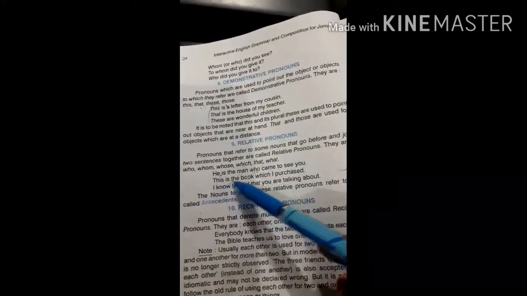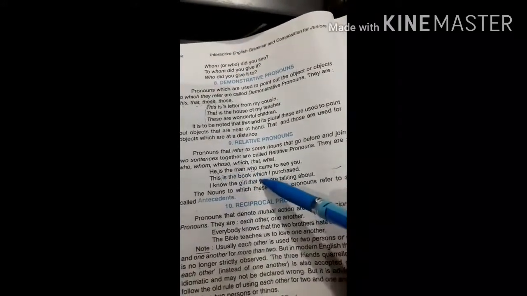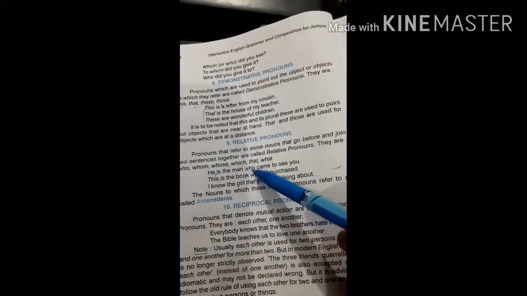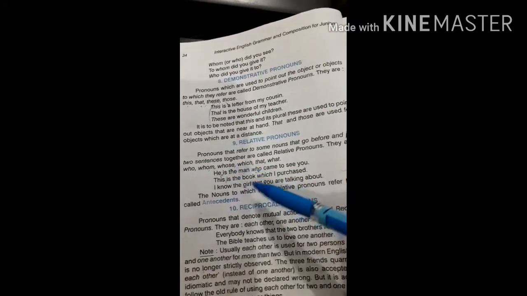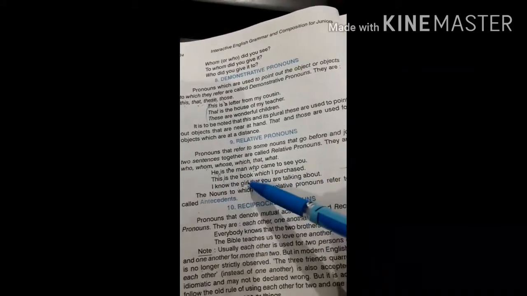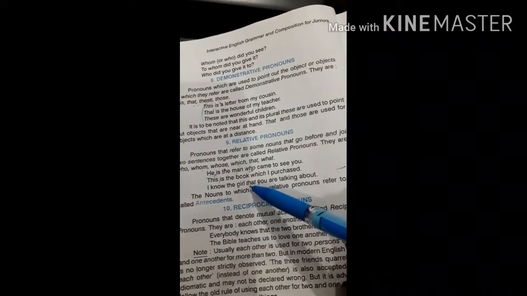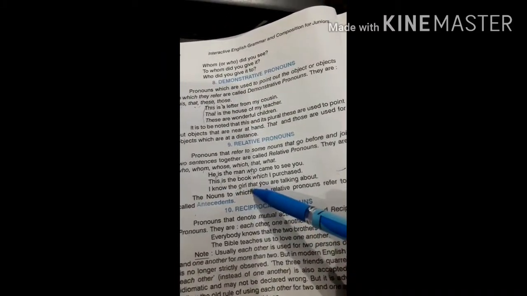Now, this is the book which I purchased. For things we use which. For persons we use who, whom, whose. I know the girl that you are talking about. मैं जानती हूँ जिसके बारे में तुम बात कर रहे हो. Here, in I know the girl that, this is the relative pronoun.